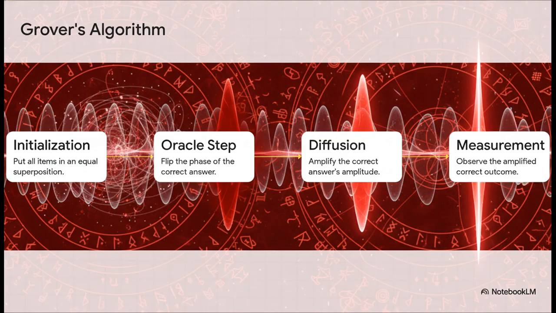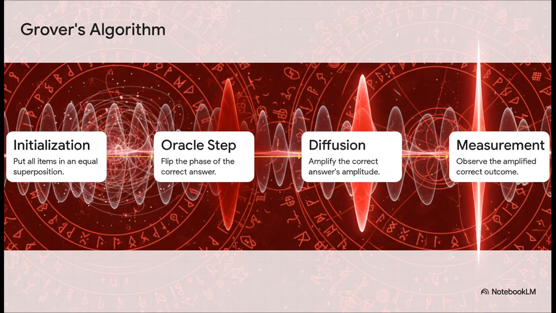Classically, you'd literally have to check every single item, one by one. Tedious, right? But Grover's algorithm uses interference. It puts all the possible items into a superposition, and then it uses this thing called an oracle to flip the phase of the correct answer.